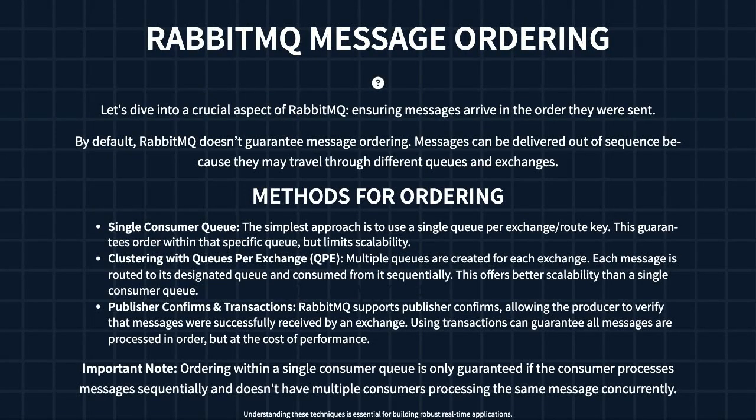Okay, let's talk about how RabbitMQ handles message order. It's a really important detail to get right. By default, messages can sometimes arrive out of the order they were sent. It's not guaranteed. There are a few ways to ensure that messages arrive in the intended sequence. One simple way is to use just one queue per exchange, but this limits how many consumers can handle the messages at once. A more scalable approach is using clustering and creating separate queues for each exchange.